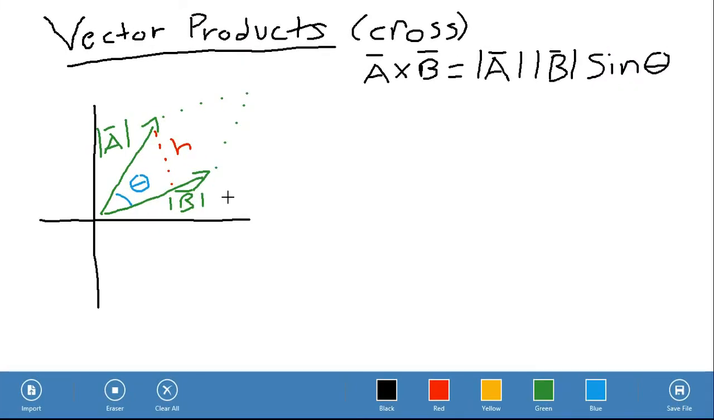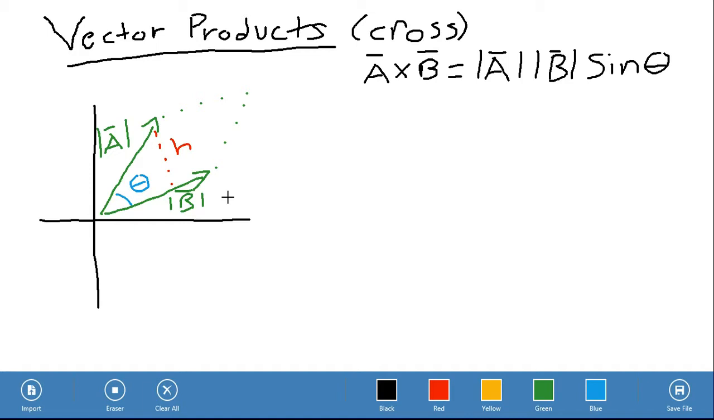Hey there guys, today I'm going to talk to you about cross products, otherwise known as vector products. You might remember last time we were talking about scalar products, also called dot products. What that did was take two vectors, vector A and B, and you would dot them together and the output would be a scalar, hence the name scalar product.